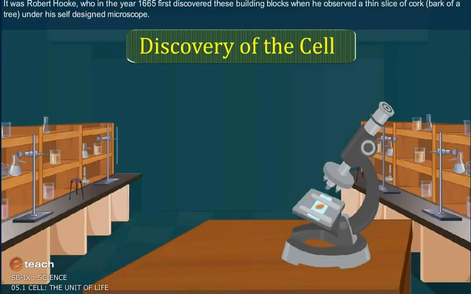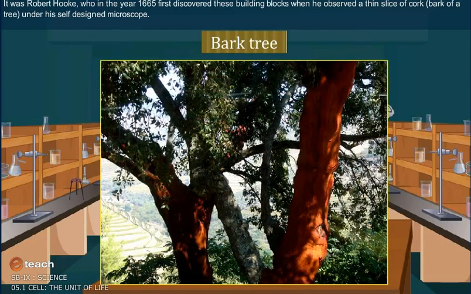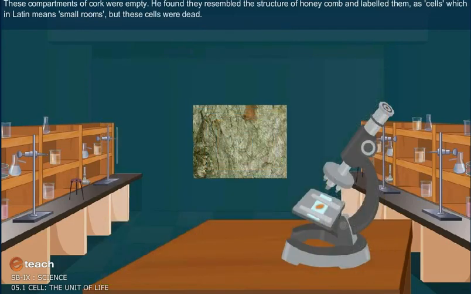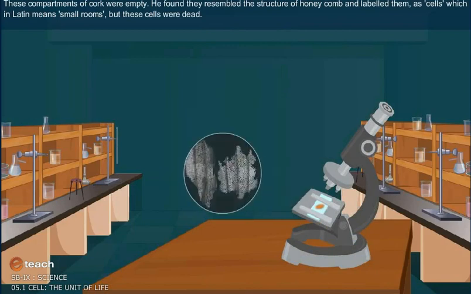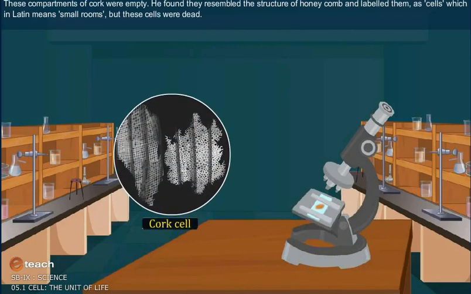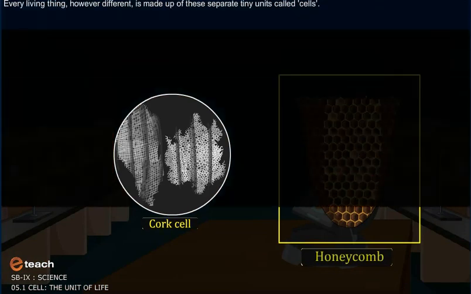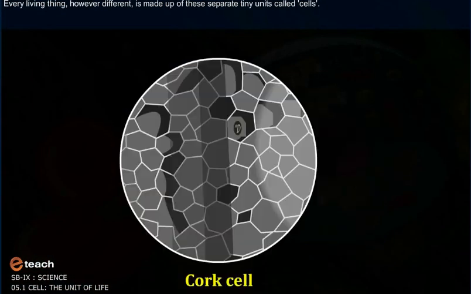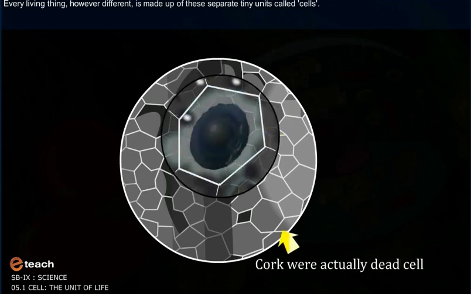It was Robert Hooke who in the year 1665 first discovered these building blocks when he observed a thin slice of cork, bark of tree, under his self-designed microscope. These compartments of cork were empty. He found that they resembled the structure of honeycomb and labeled them as cells, which in Latin means small rooms. But these cells were dead. Every living thing, however different, is made up of these separate, tiny units called cells.